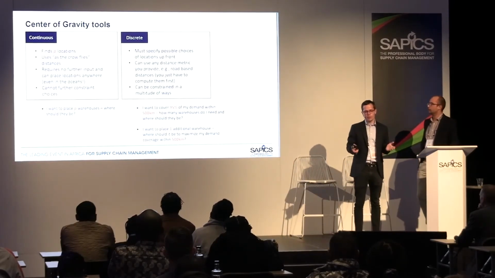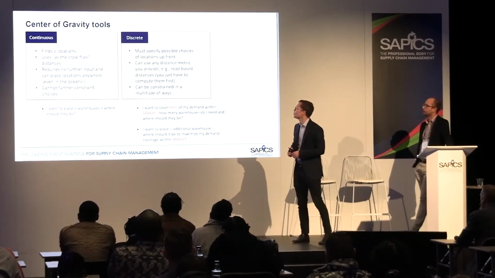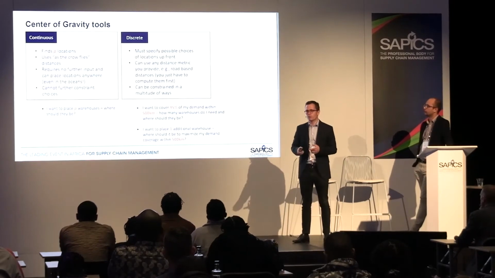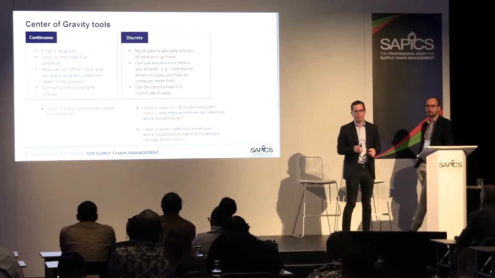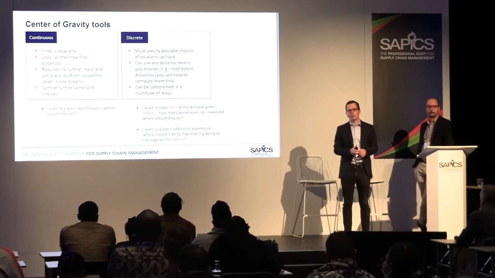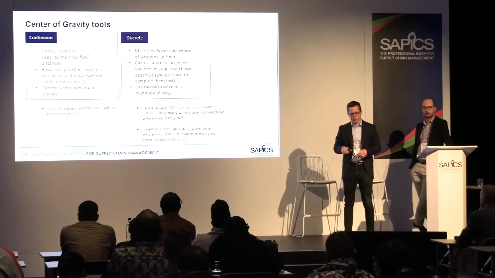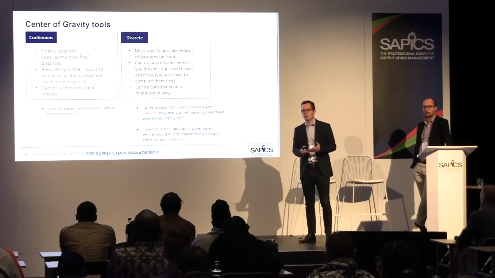Then we have the discrete models, where we do have to specify all the possible locations that the model can choose from up front. But we can also do cooler things, like we can specify different distance constraints. So that could be road distances instead of straight line distances, or it could be cost if we wanted to give the model that, or lead time, whatever. That doesn't really matter. And we can put a lot of additional constraints on them. That means that we can ask different questions to our models.